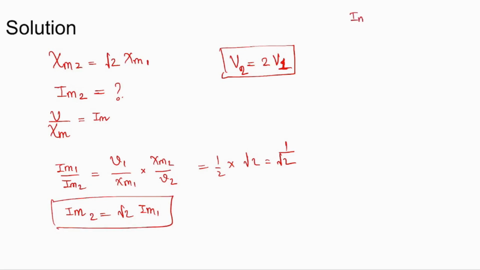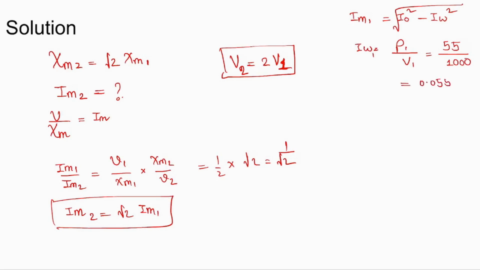Now we need to find Im1. Im1 can be found out as square root of I naught square minus I omega square. Now I omega, I told you, can be determined by power divided by V. So I omega 1 equal to power 1 by V1. No load power is 55 watt divided by 1 kV. It is coming out to be 0.055 ampere. It will be very low, as I told you R naught is greater than X naught.